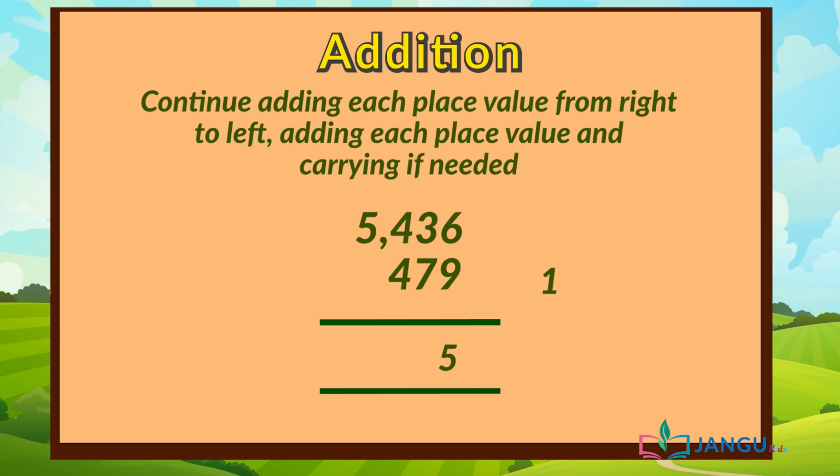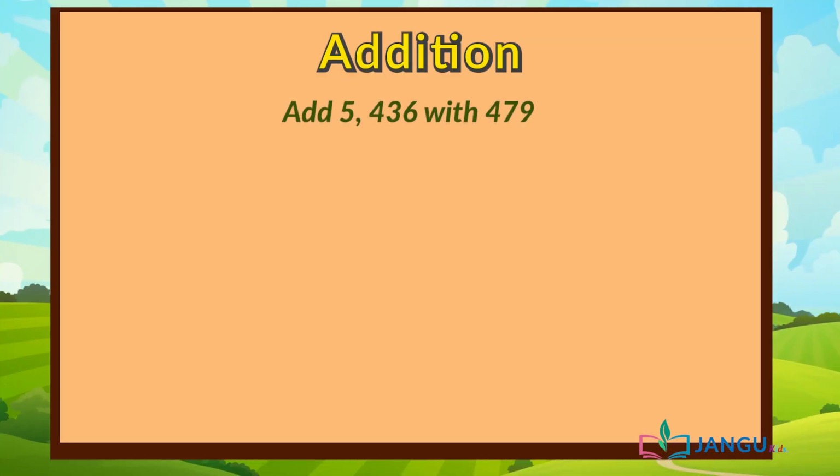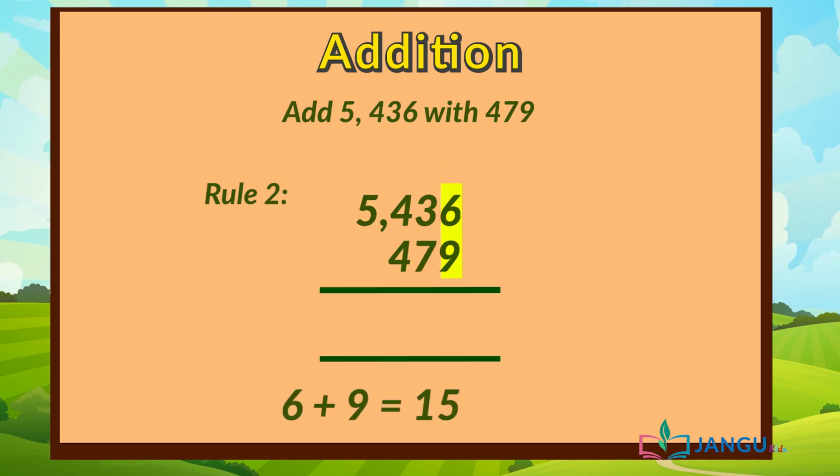So for instance, let's look at this example. Add 5,436 with 479. What is the sum? Rule number 2: add from right to left. So we say 6 plus 9 equals 15. We write 5 and carry 1. 3 plus 7 equals 10, plus the 1 we already carried previously, that makes 11. We write 1 and then we carry 1.